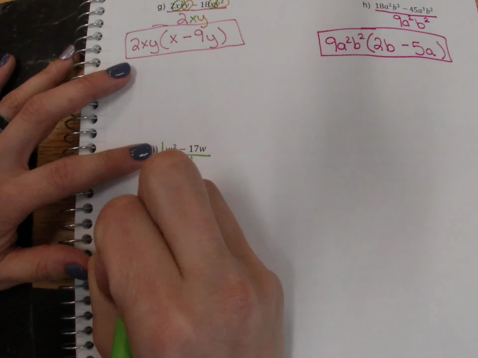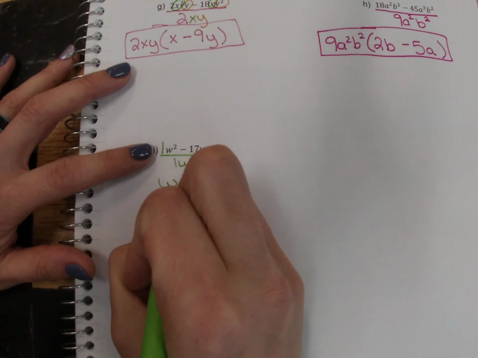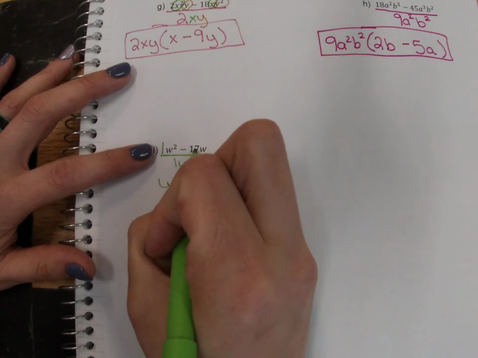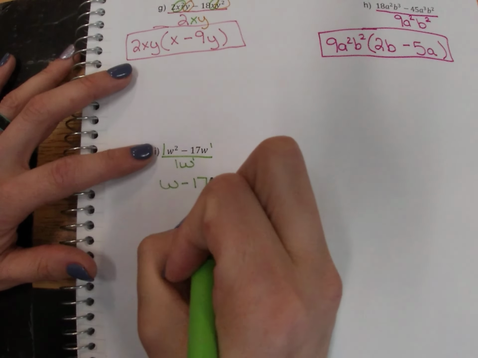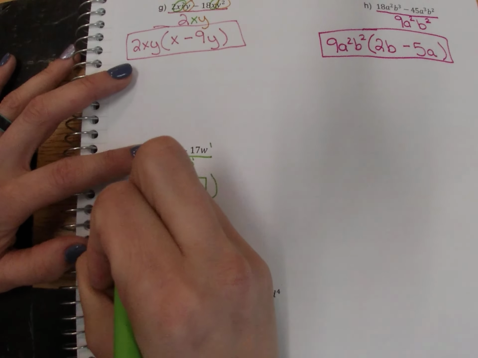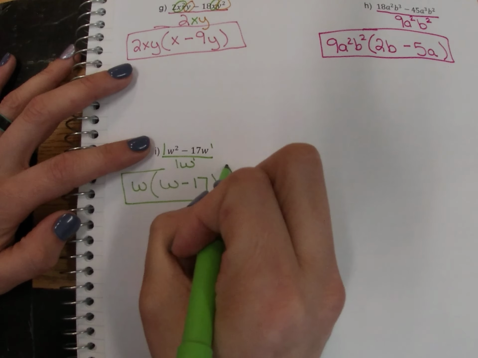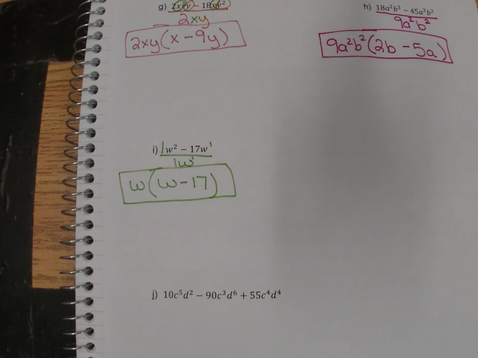So w squared, we're subtracting. 2 minus 1 is 1. That 17 is still left. If it helps you to think what is 17 divided by 1, you can do that. And then 1 minus 1, those cancel. You could write those 1s in front, but you do not need them.